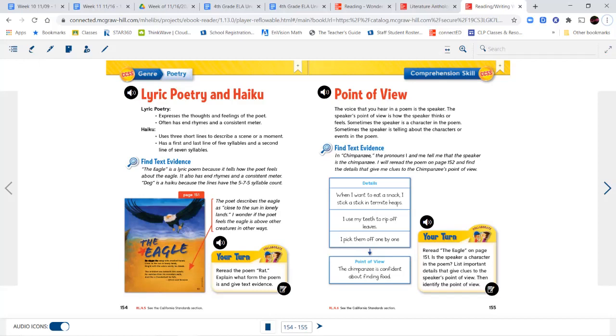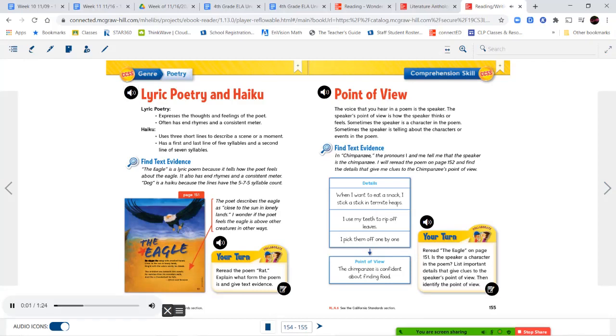With haiku, it's really different. It's just 3 lines, single moment, single feeling, very short. It follows a 5-7-5 pattern for the syllables in each line. And we'll take a look at some examples right now.